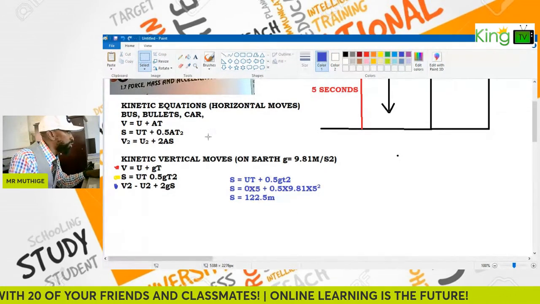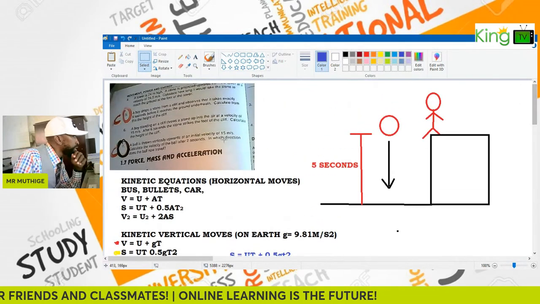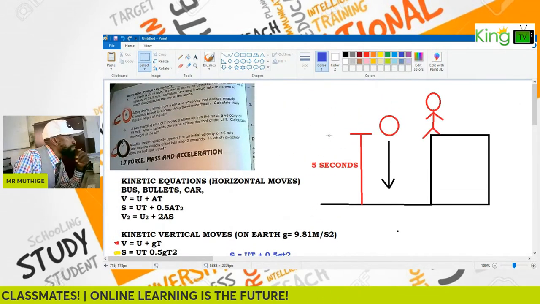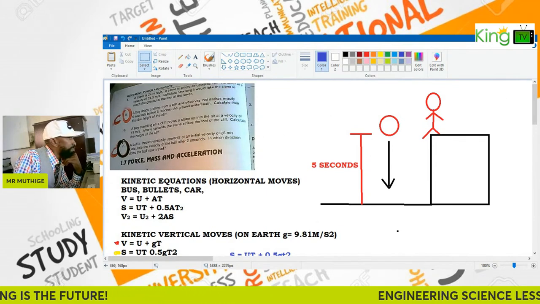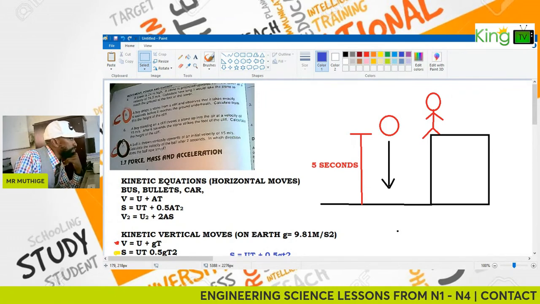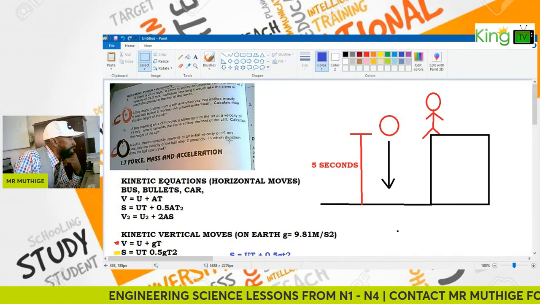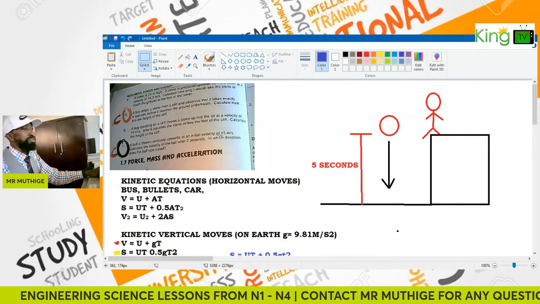I need another one. Number 7. Can we crack that number 7? A ball is thrown vertically upwards at an initial velocity of 15 meters per second. Calculate the velocity of the ball after 2 seconds. In which direction does the ball now travel?